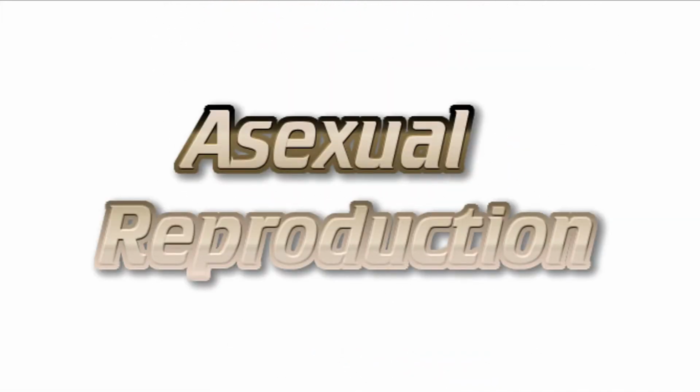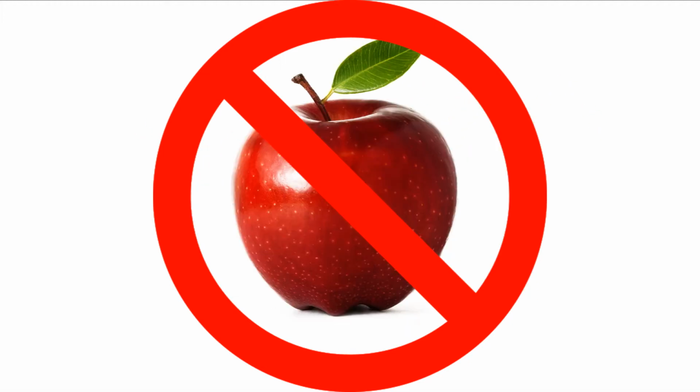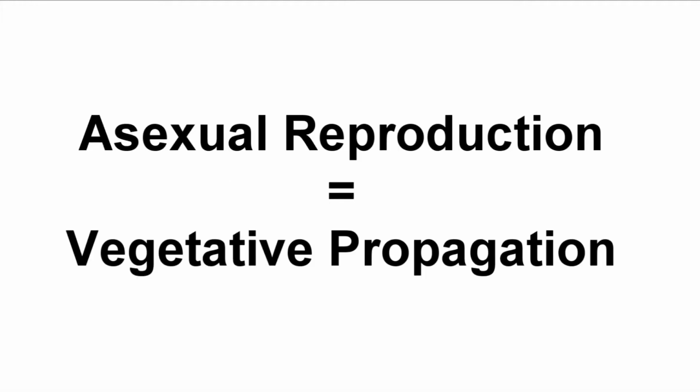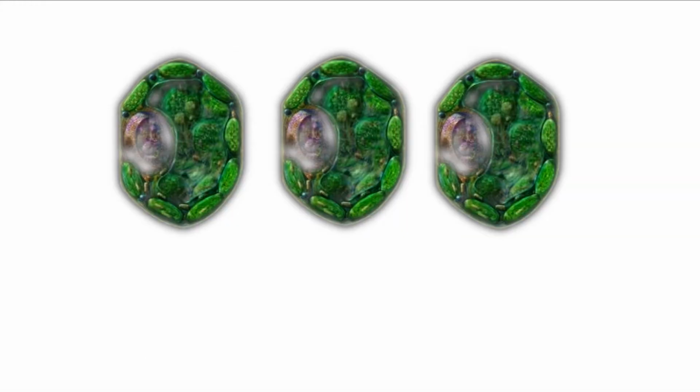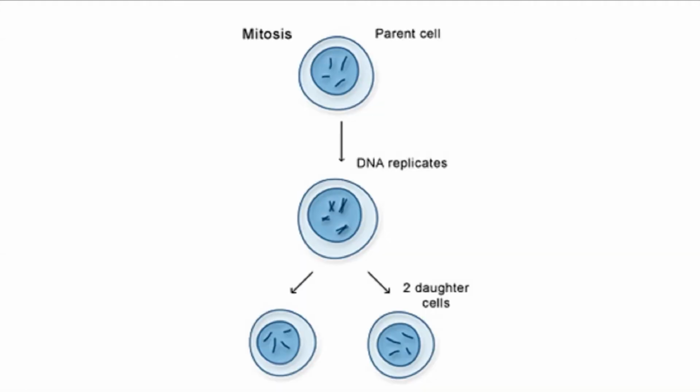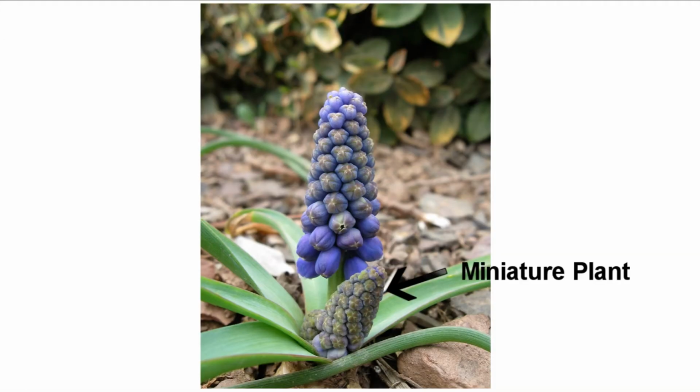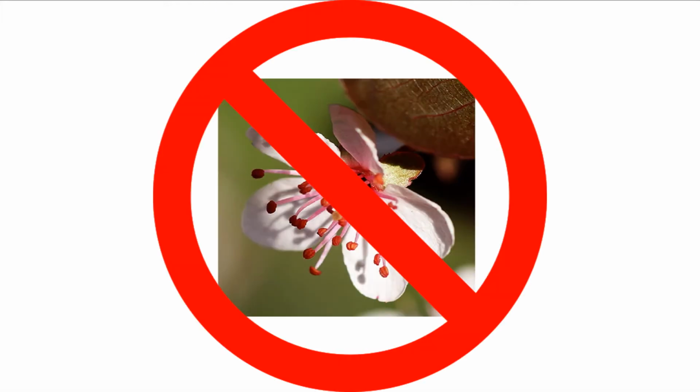Many plants are able to reproduce asexually, without gametes, pollination, fertilization, and dispersal. This form of asexual reproduction is also known as vegetative propagation. Vegetative propagation has certain features. First, the new miniature plant is formed by copying cells from its parent plant, also known as mitosis. Secondly, the miniature plant can be nourished by the parent plant until it is established enough to live independently. Finally, the plant does not need to produce any flowers.